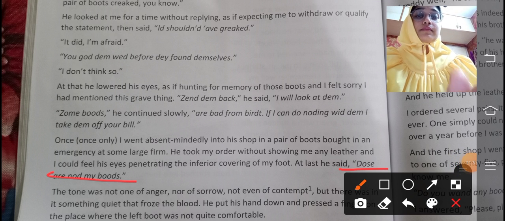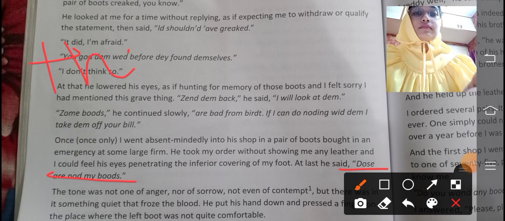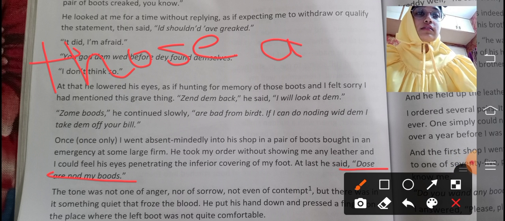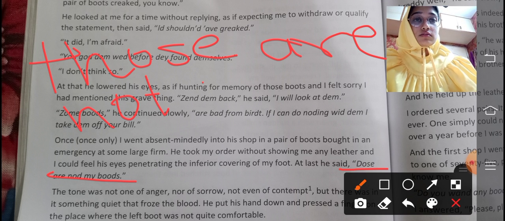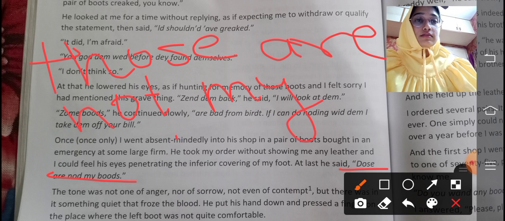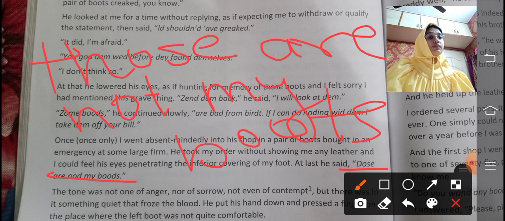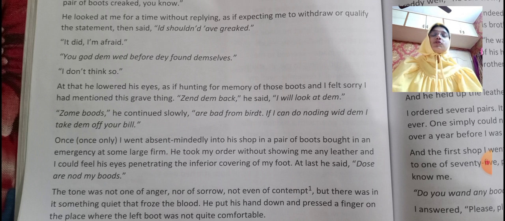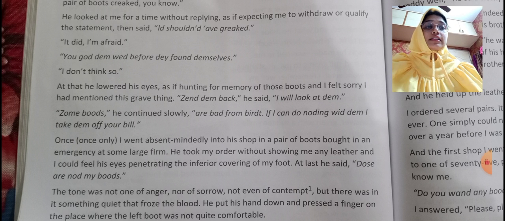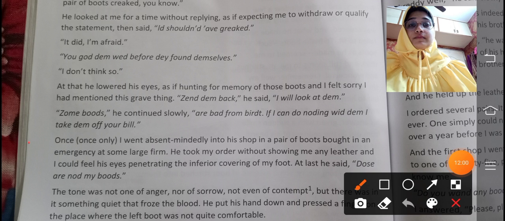See, those are not my boots. This is what he had written here, that those are not my boots. So this is the second incident he is talking about.